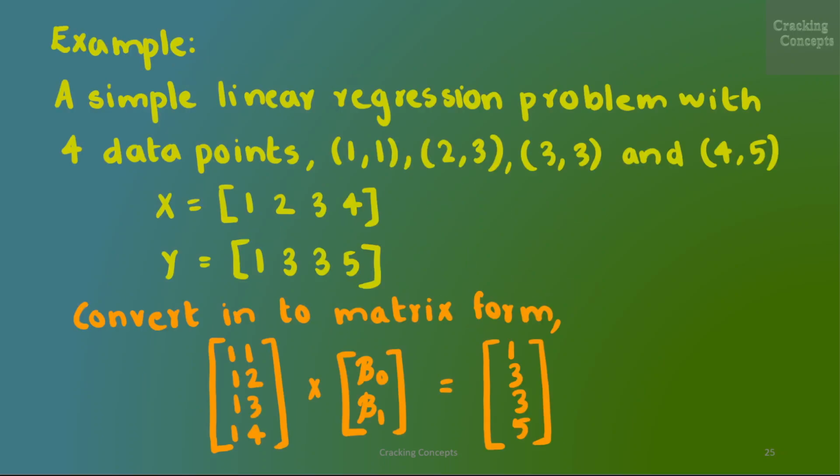Now we'll see an example where we take a simple linear regression and apply the method we just discussed. Here we have a simple linear regression problem with 4 data points: (1, 1), (2, 3), (3, 3) and (4, 5). From it we extract the x and y vectors, x being 1, 2, 3, 4 and y being 1, 3, 3, 5. Converting it to matrix form as we discussed before, the matrix [1 1; 1 2; 1 3; 1 4] multiplied by [beta 0, beta 1] gives us 1, 3, 3, 5, which is the y vector.